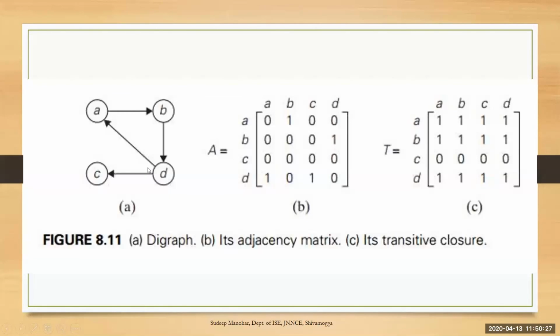So this is a path. There exists a path from A to A. Therefore, it is 1. Okay, from A to B, whether there is a path? Yes, A to B there is a path. So there is a single edge. It can be considered as a path.